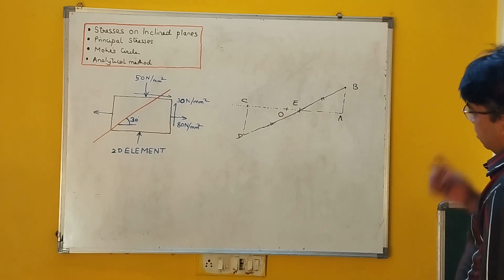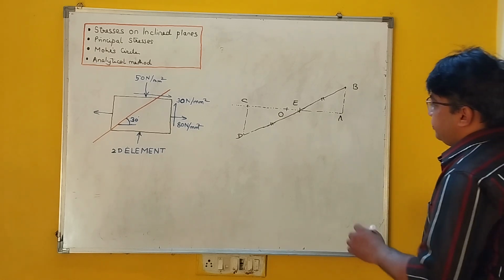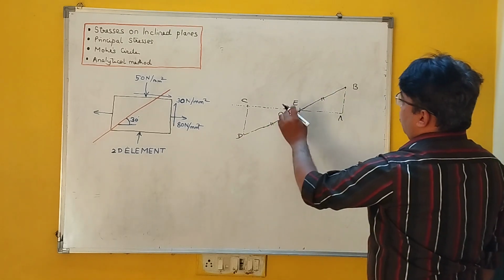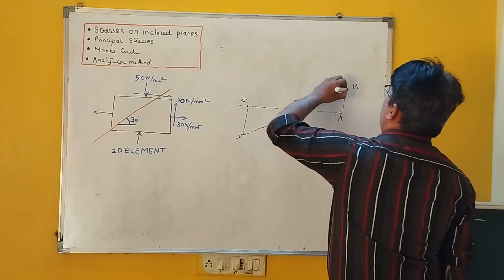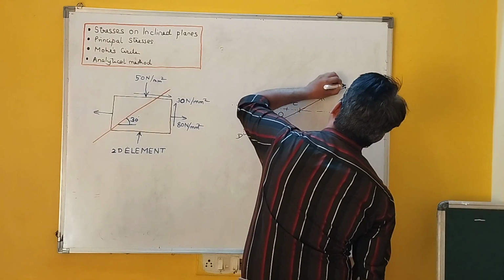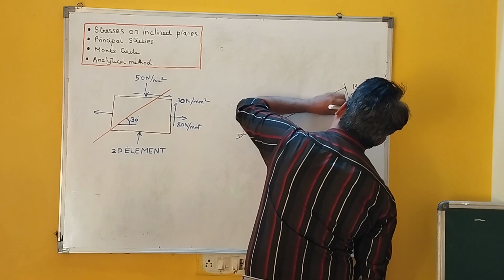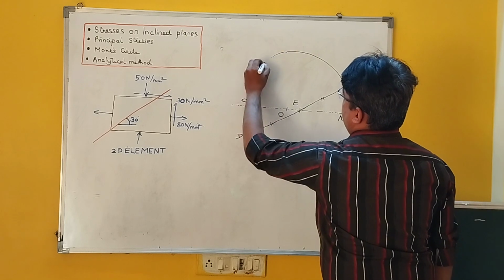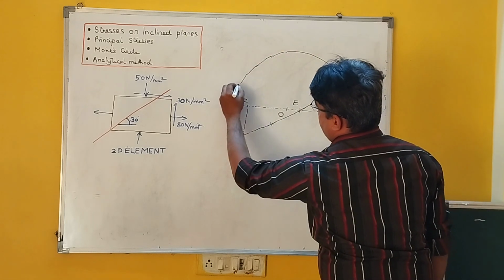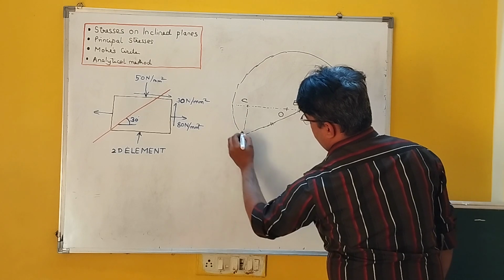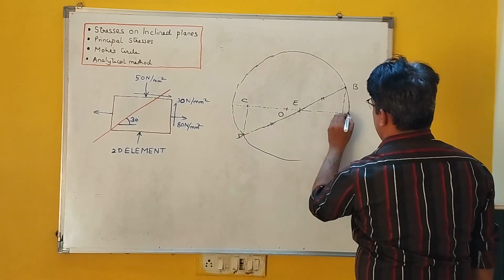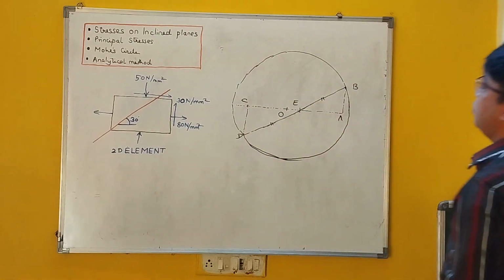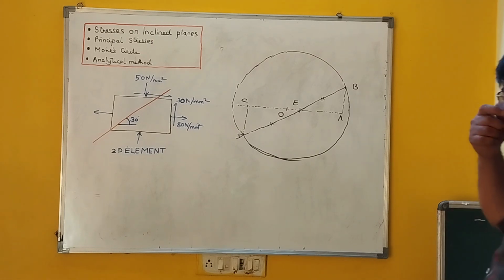So now with E as center and OB and OD as radius, I am going to plot a circle like this, which will pass through these points like this, D point and so on. So this is known as the Mohr circle. Now let us find out.